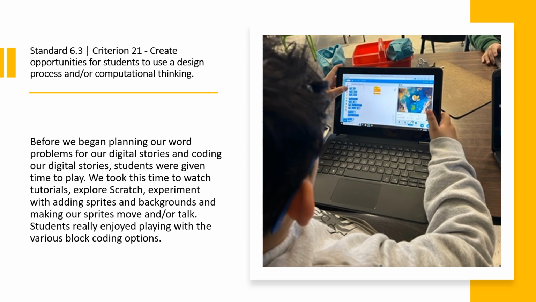Standard 6.3, Criterion 21: create opportunities for students to use a design process and/or computational thinking. Before we began planning our word problems for our digital stories and coding our digital stories, students were given time to play. We took this time to watch tutorials, explore Scratch, experiment with adding sprites and backgrounds, and making our sprites move and/or talk. Students really enjoyed playing with the various block coding options.